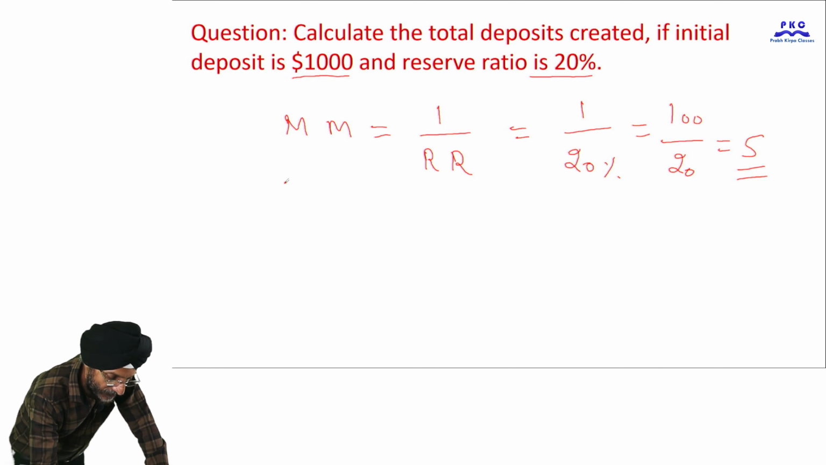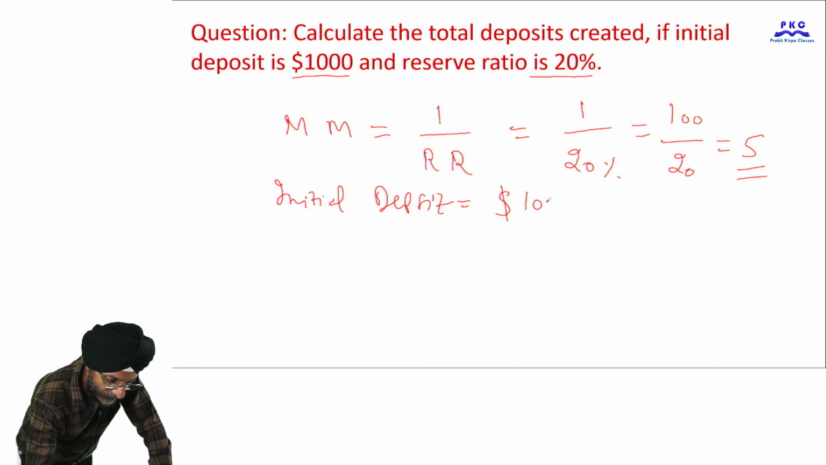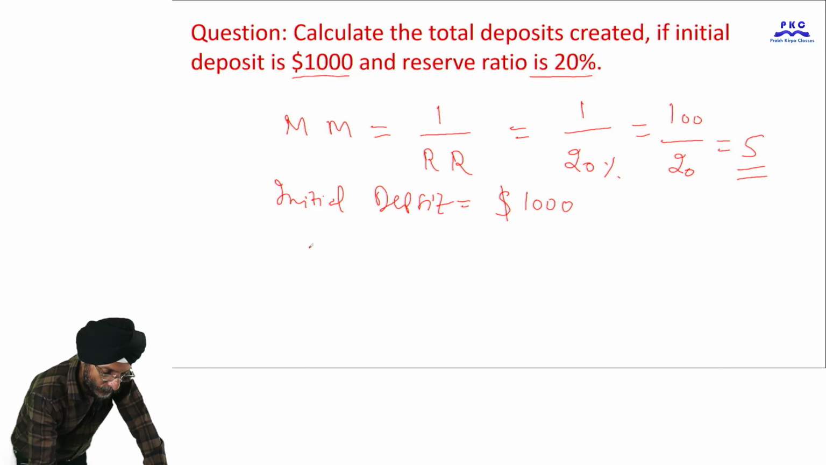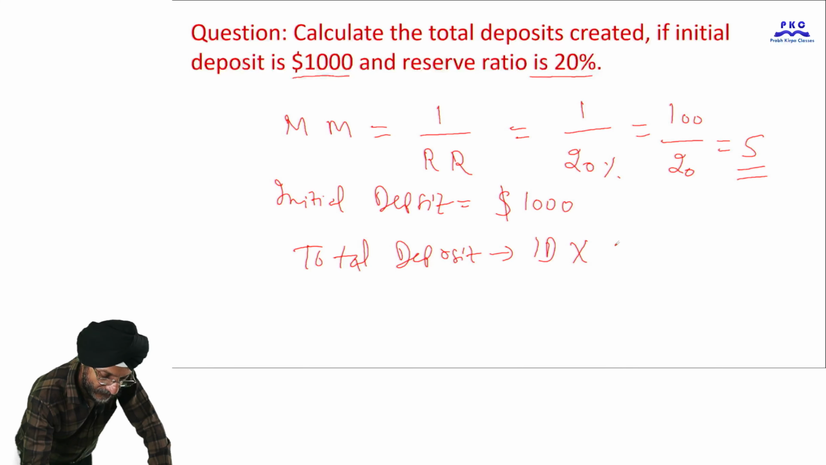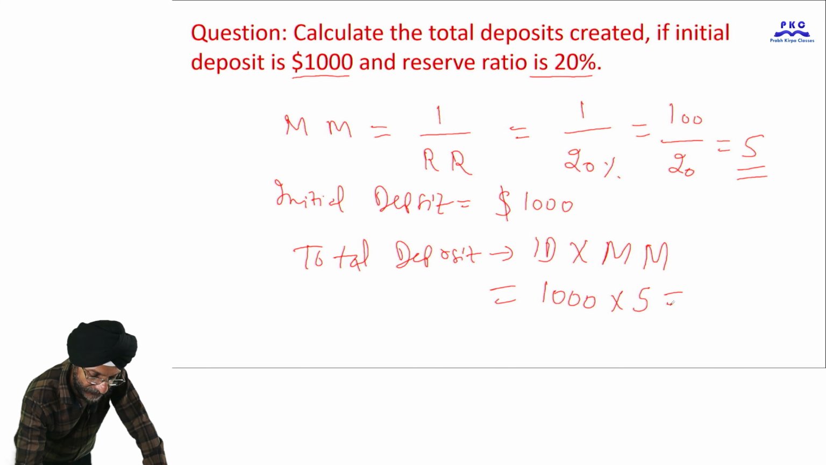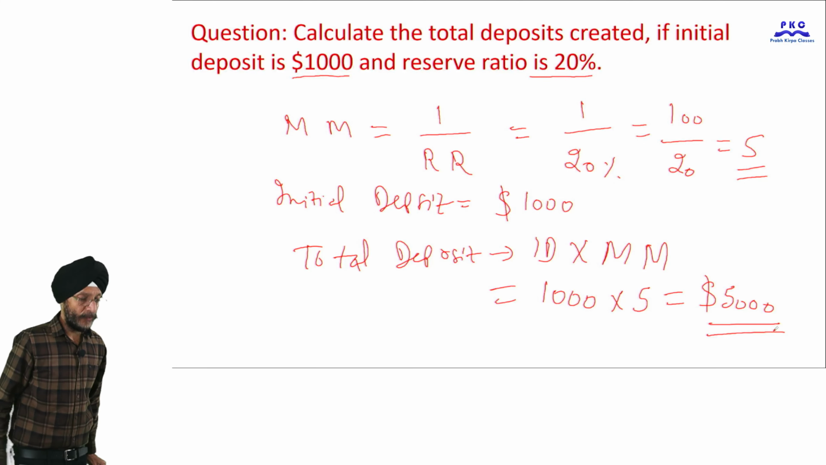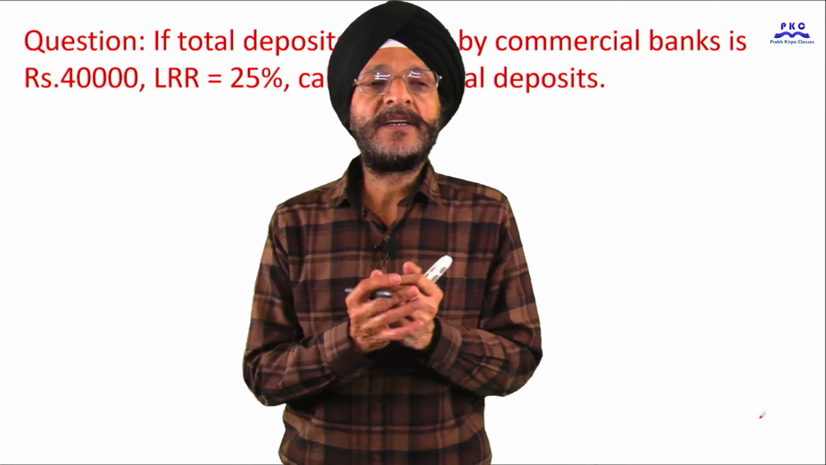So here we are having an initial deposit of $1,000. So the total deposits is equal to initial deposit into money multiplier. Initial deposit $1,000, money multiplier is 5, so the total deposits are $5,000.